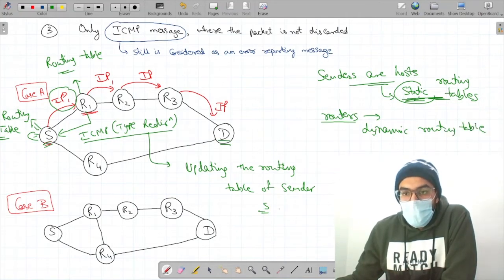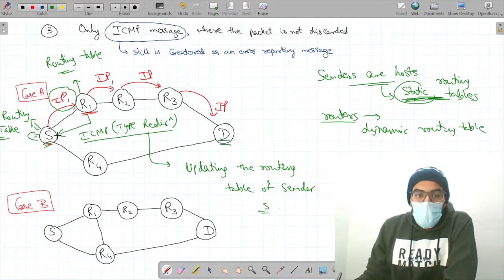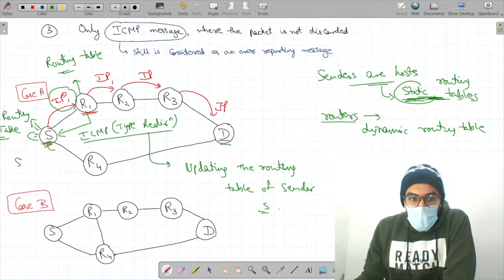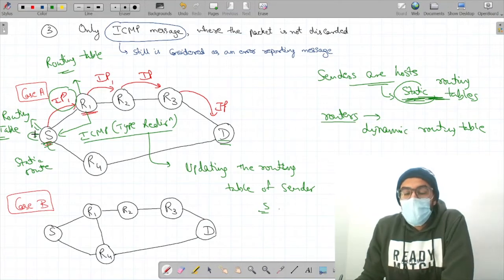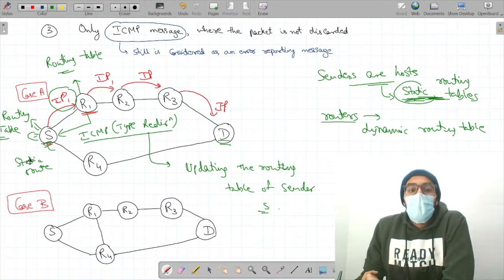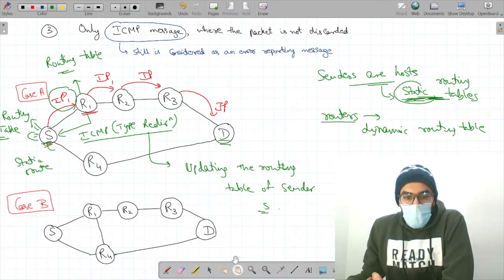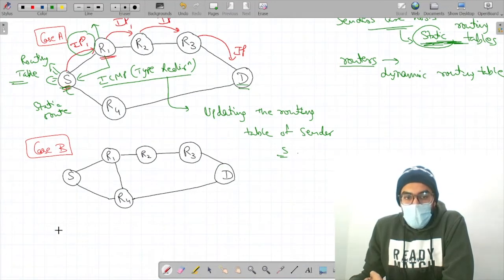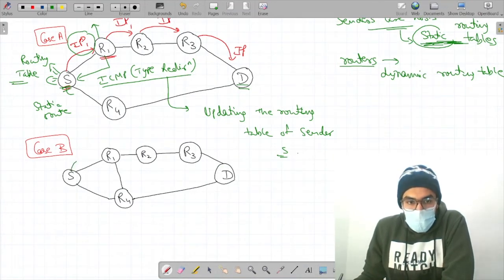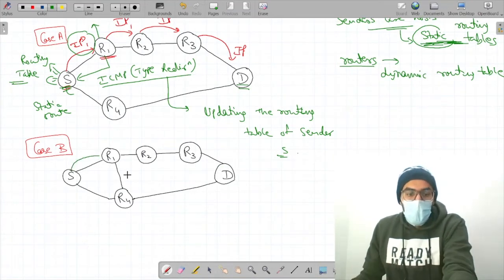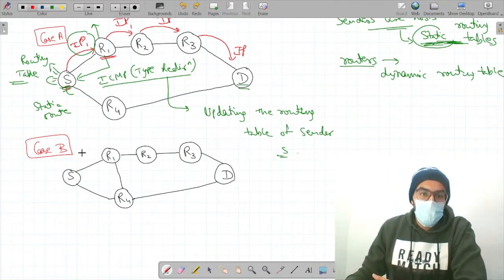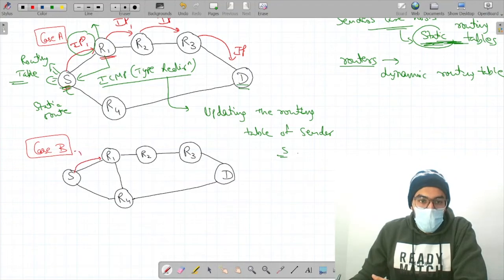So since they are having static routing tables, the route that the sender S gives to the packet IP is the static route. Okay, next, let's take case B. Over here, let's say that the sender S has sent the packet IP again. I mean, not again, it's the second case where the sender S is sending the IP packet.